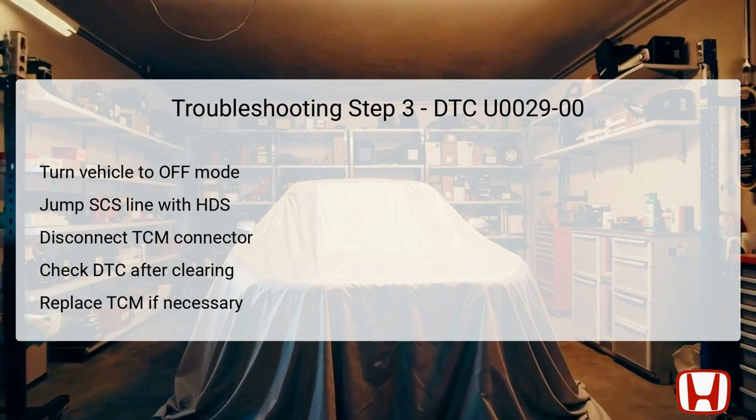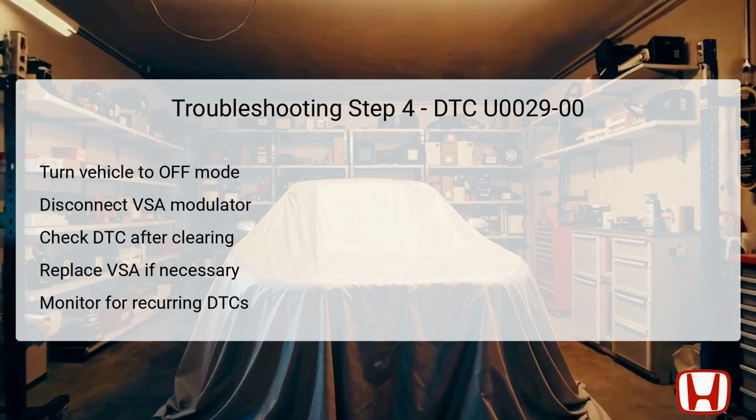After clearing, turn the vehicle back to off and then switch to on while waiting a brief 6 seconds. Check for any DTCs once more using the HDS. If DTC U0029-00 appears, this can signify a fault within the TCM that might necessitate repair or the installation of a known good unit. In this step, we will check the Vehicle Stability Assist (VSA) modulator control unit for any faults.